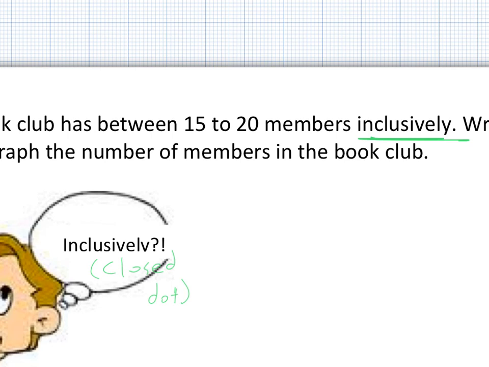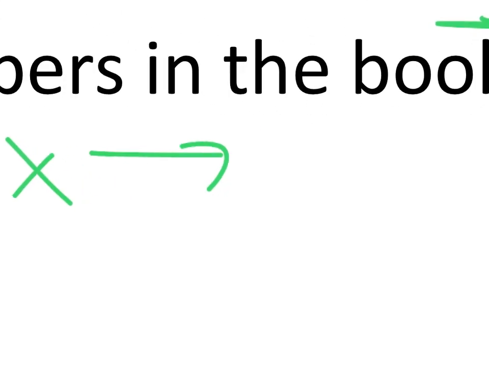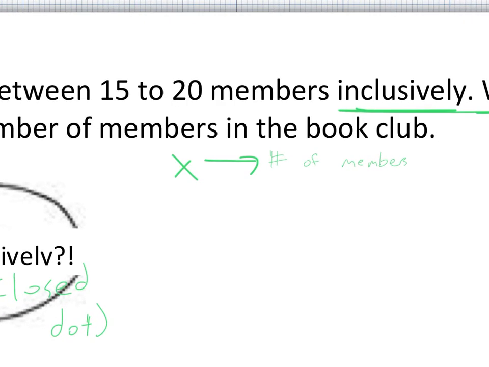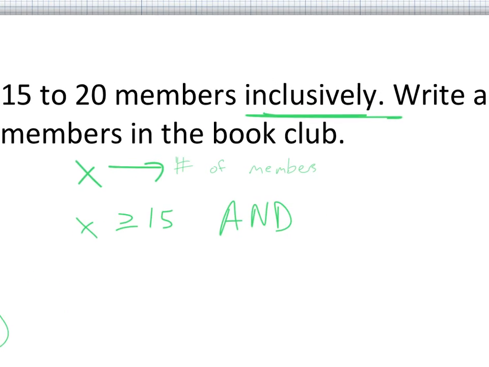Okay? So this says graph the number of members. So write a compound inequality. So x is the number of members. X could be greater than or equal to 15, right? So 15 is the lowest amount, but we're including 15. And x is less than or equal to 20. Because it could be both of those things.